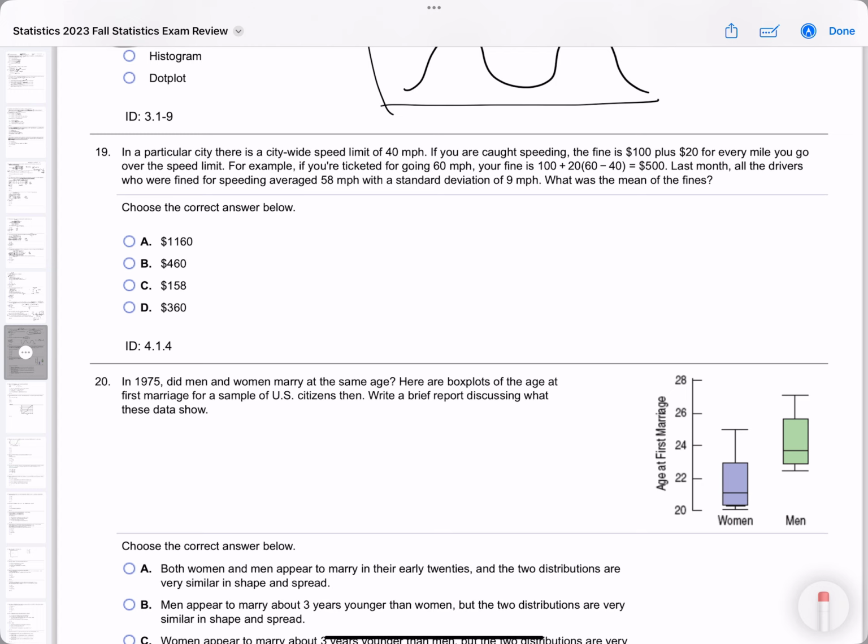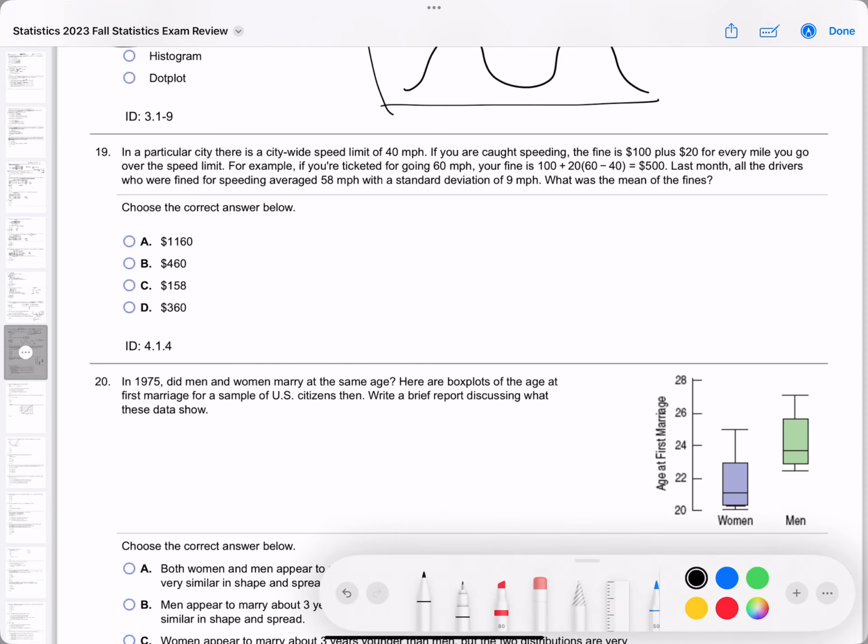All right, we have a citywide speed limit of 40 miles an hour. If you're caught speeding, the fine is $100. So $100. Right here? Okay, well, it shows it right here. Plus $20 for every mile you go over. So this is showing you how you would do it.